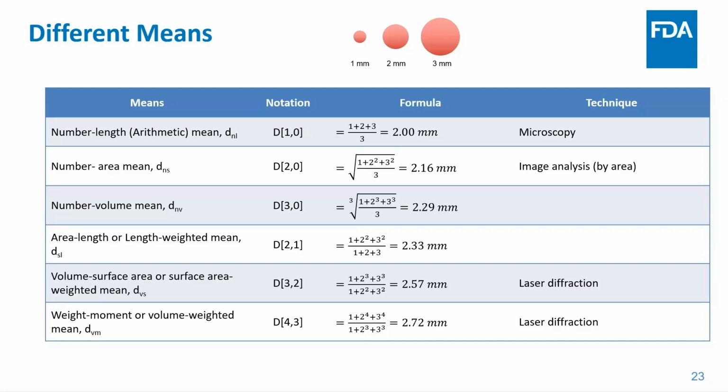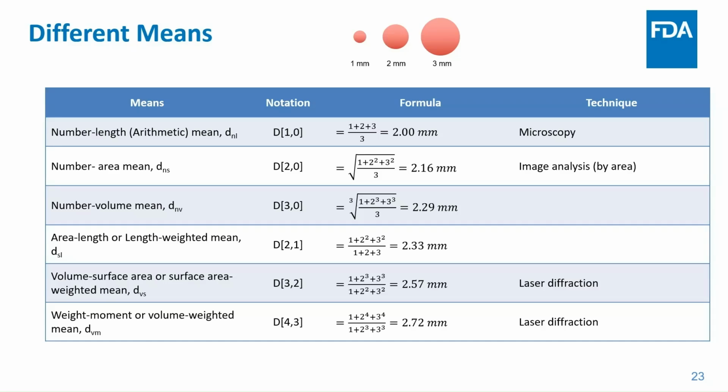And the third way to calculate mean is by taking the volume. Let's say we're more concerned about the volume of the particle than the surface area. Then the same way, we take 1 to the third power, 2 to the third power, 3 to the third power, divided by 3 particles, and we take the cubic root of that calculation. We get 2.29 millimeter.